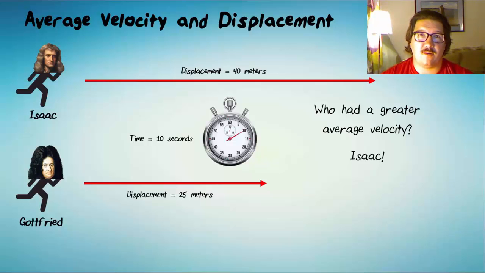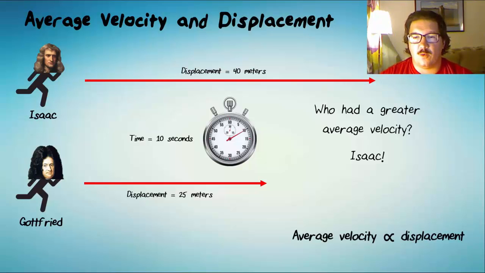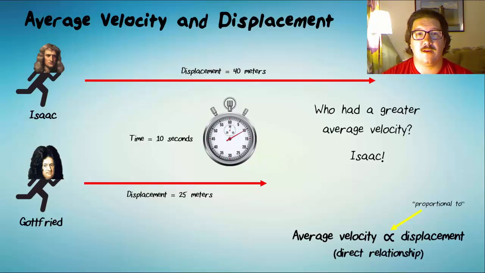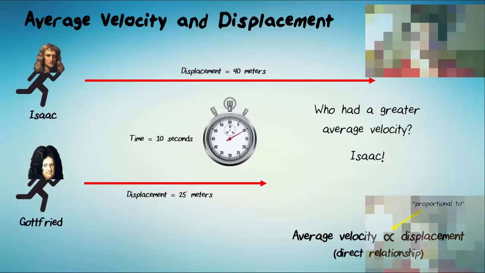He wasn't necessarily going faster than Gottfried at every specific moment, but over the course of the entire 10 seconds, he was moving faster. We would say that average velocity is proportional to displacement. Take a moment and carefully draw that symbol there. We're going to use that a lot this year to represent proportional to. And we would say that this is a direct relationship.